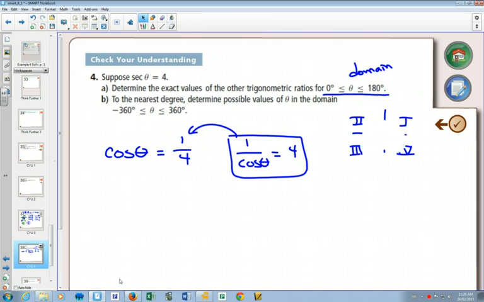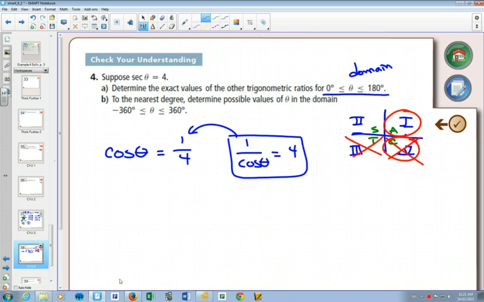There we go. When we go to our CAST rule, the C would be in quadrant 4, A, S, T. We would know that it is either in 4 or 1, because that's where cos is positive. But since our domain is from 0 to 180, we know that we're not looking in quadrant 3 and quadrant 4. So the only possible answer will be the answer in quadrant 1.